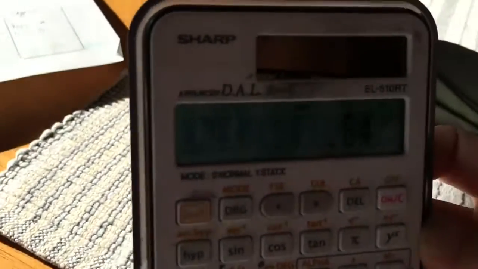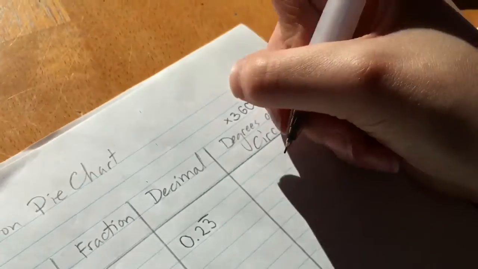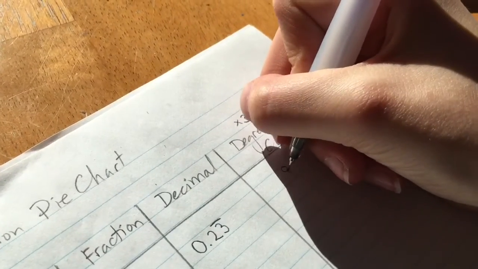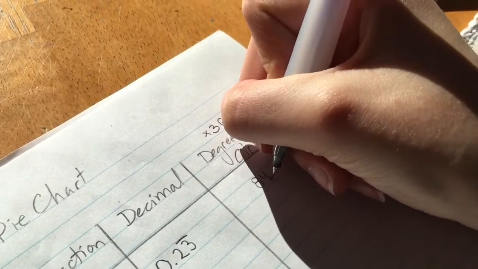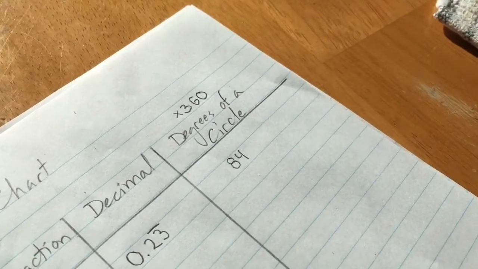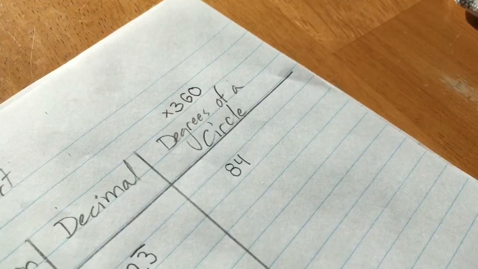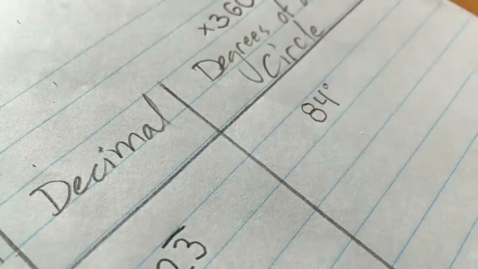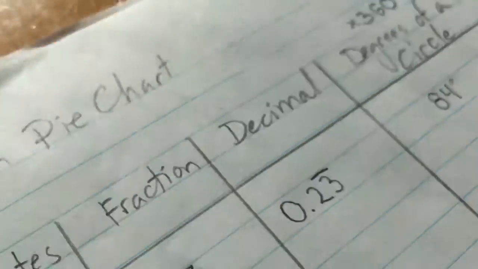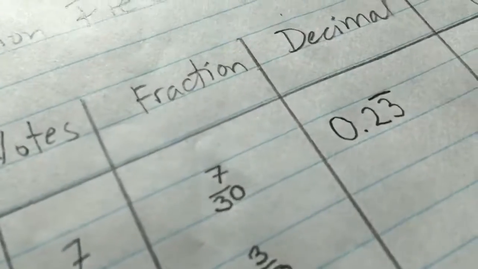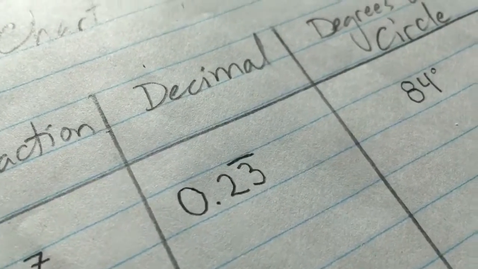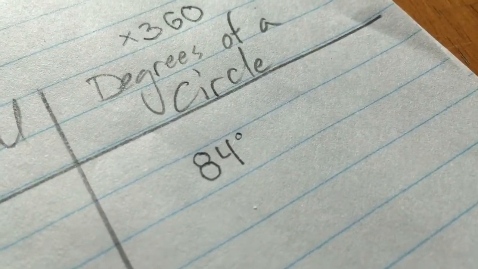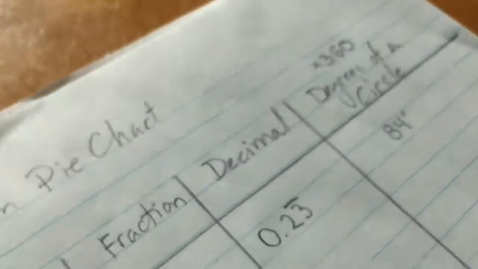What does it say? 84. There it is, 84 degrees. And don't forget to put your little symbol. How do you write degrees? You don't have to write the word degrees. It's like a little o up in the air in the top right corner. Just like that. Okay? 84 degrees. So now you know how to take your votes, express them as a fraction, write them as a decimal, and then multiply by 360 to find degrees of a circle. You'll need to do this step before you draw your pie chart. Thanks for watching.